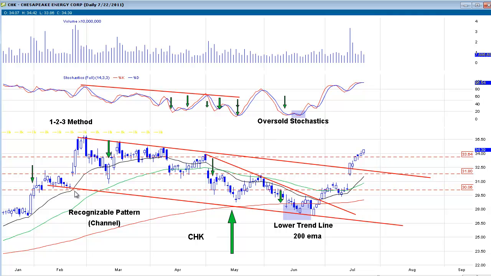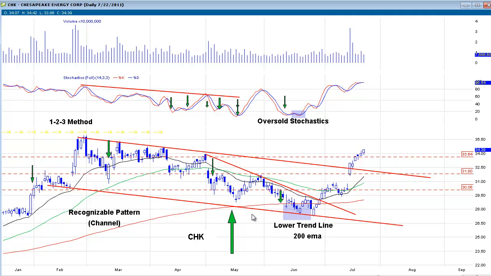If you do something for a long time, you're going to know certain little tricks of the game to help you get where you're going. And I use a method called the 1-2-3 method, which helps me identify channels before they happen. Now that's the key, to identify the channel before it happens.